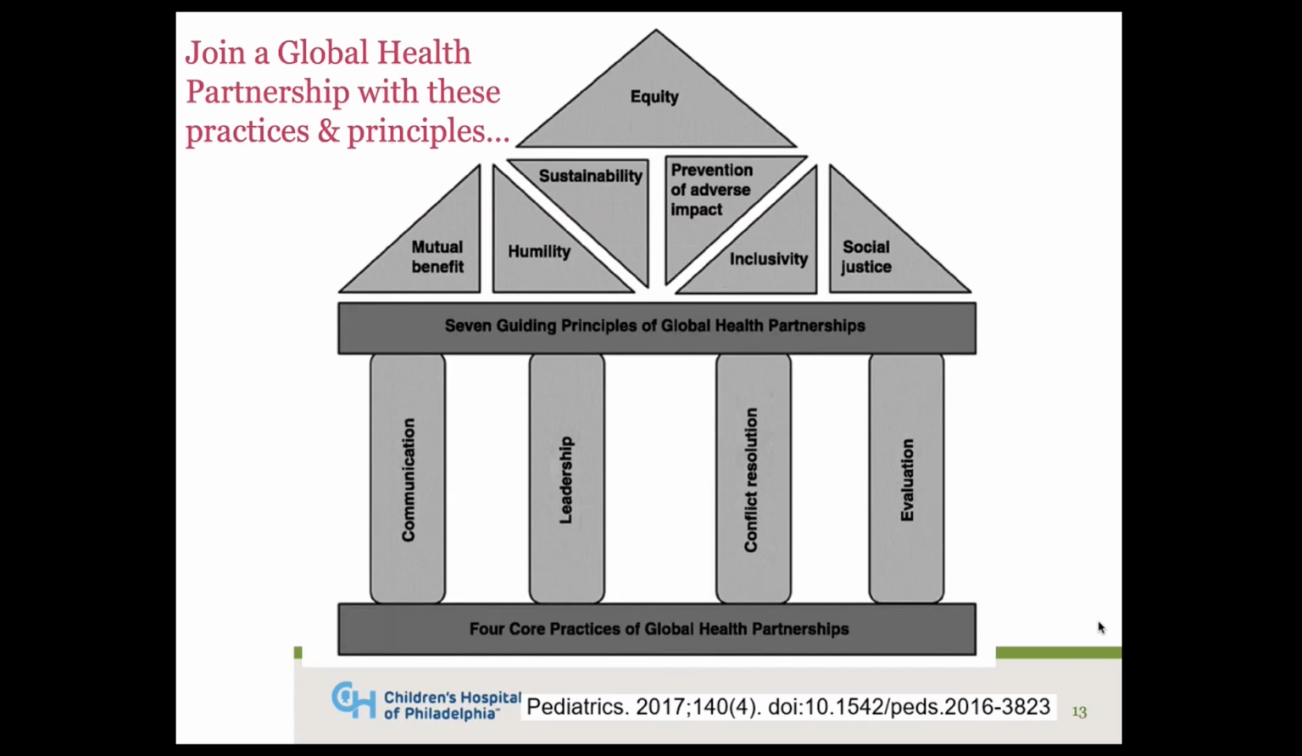And I encourage you, whether you're based in a low and middle income setting or in a high income setting, to join a global health partnership. And I'd suggest that you think about joining a group with these practices and principles. And the 7 guiding principles form the roof of this house. High quality global health partnerships are those where there's mutual benefit for low and middle income partners as well as high income partners. There's humility from both sides. There's a sustainable approach that's being used.